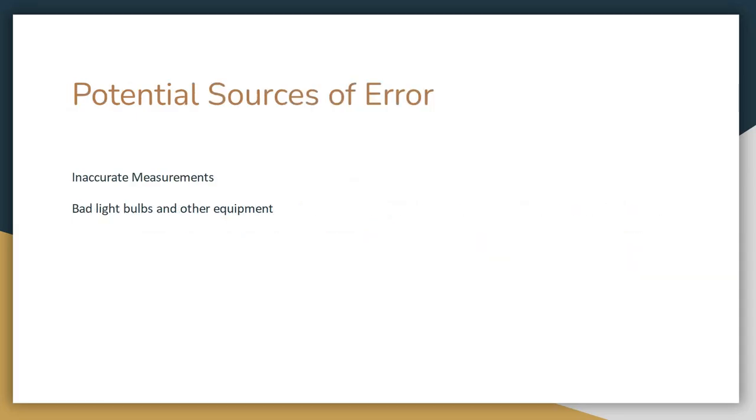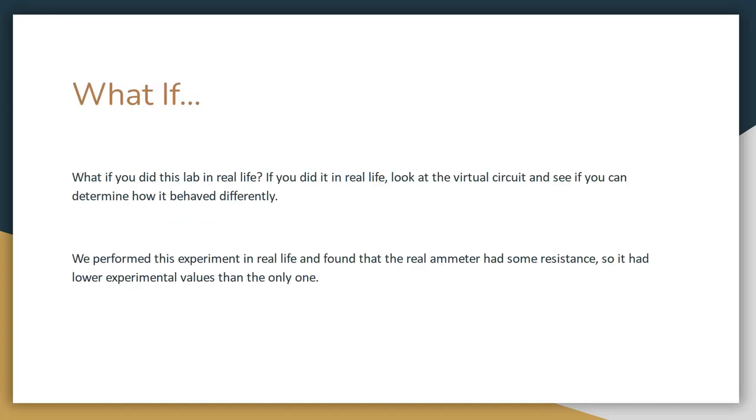Some potential sources of error were inaccurate measurements, and the light bulbs and resistors and wires could have been damaged or something like that, creating inaccurate data.